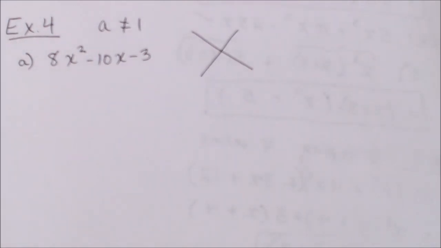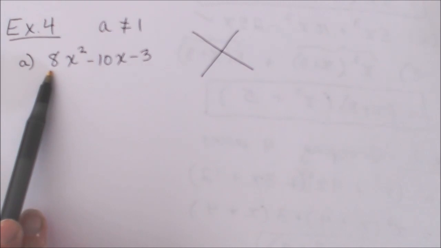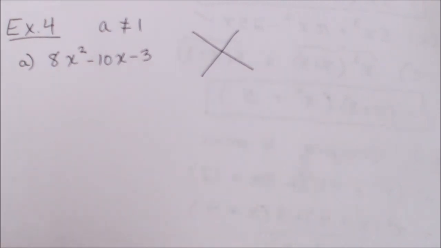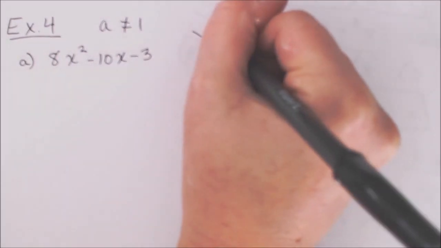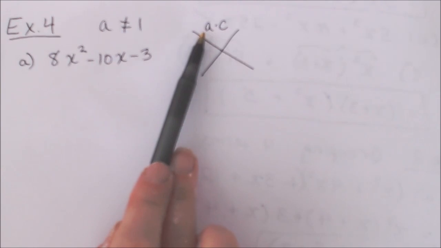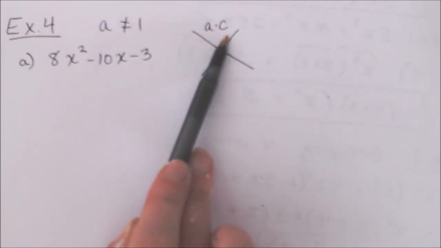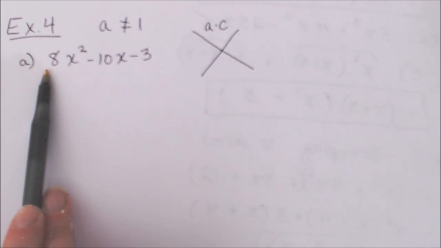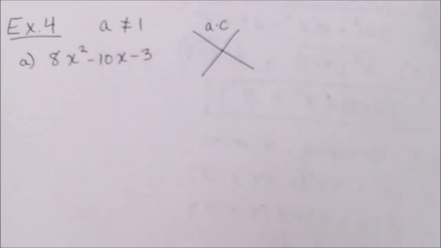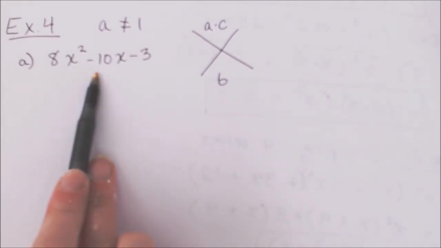So we've got a trinomial. A, the leading coefficient, is not 1. We can see it's 8. There's no GCF or anything like that. So let's go ahead and use this AC method. What the AC method is, we're looking for numbers this time that multiply to A times C. So the product of A and C. In this case, A is 8, C is -3. And then we want two numbers that multiply to AC but still add to B. B is still that middle number, -10.